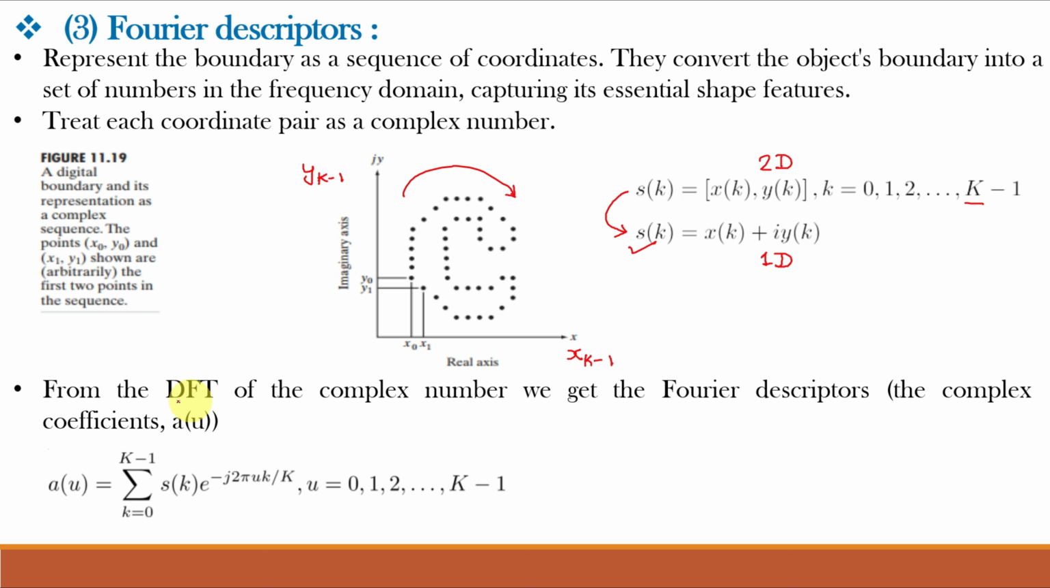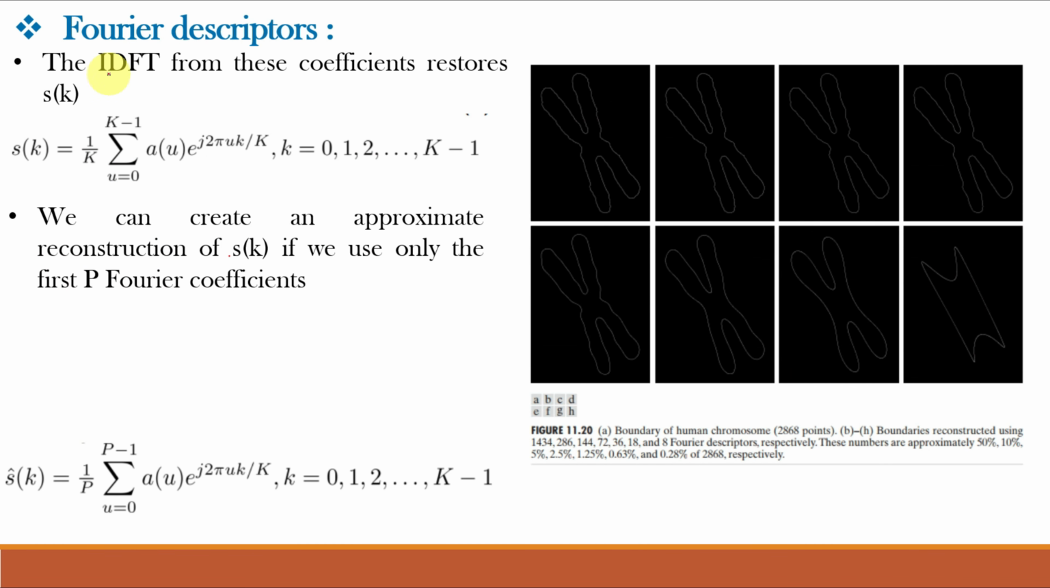And we know that the DFT is given by this equation. As sk ranges from 0 to k minus 1, similarly u will also range from 0 to k minus 1. So from the DFT of the complex numbers, we get the Fourier descriptors, that is the complex coefficients a of u. And obviously, taking the inverse discrete Fourier transform of a of u will restore the values of sk.